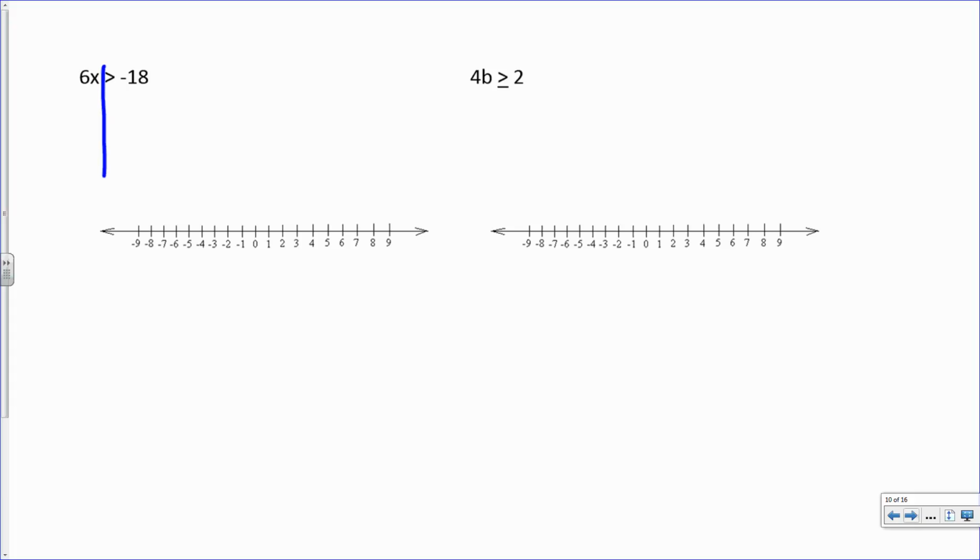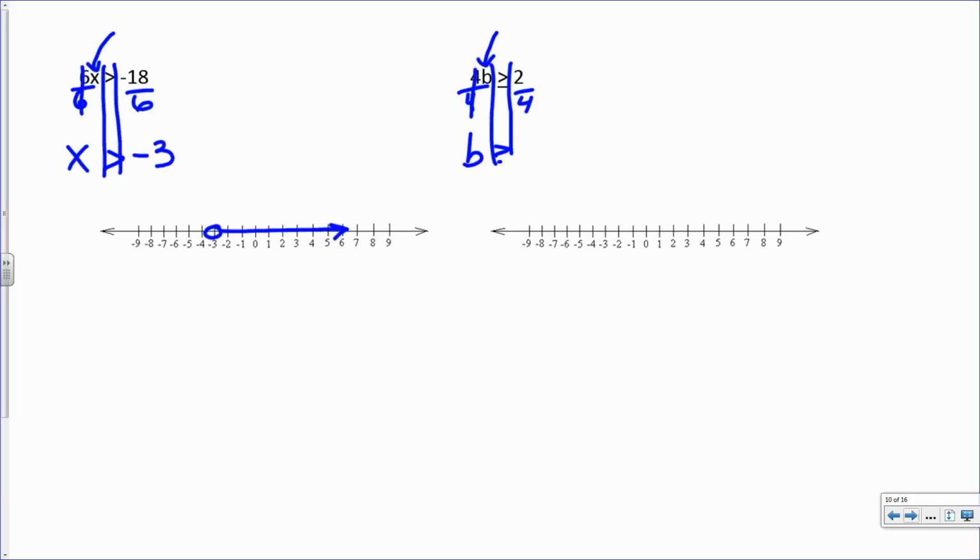Okay. You should have drawn your teeter-totter. Here's your variable. It's being multiplied. Opposite of multiplication is division, so we will divide by 6. And you get x on the left, negative 3 on the right. Keep your sign. So we go to negative 3, open circle, x is greater than. Here we have another one. Find my variable. It's being multiplied by 4, so I will divide by 4. And 2/4 is the same as 1/2. You're going to go to 0.5 or 1/2, which is between 0 and 1. You're going to have a closed circle. It says b is greater than that. So that's case 1. Pretty straightforward, just like we did with equations.